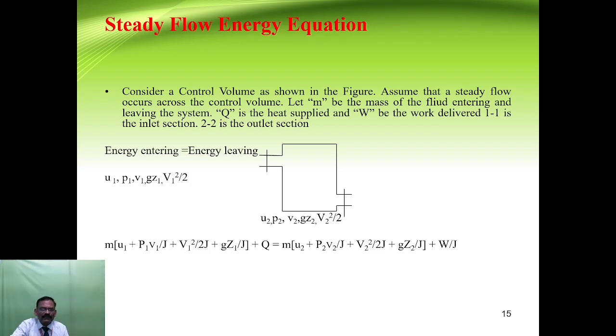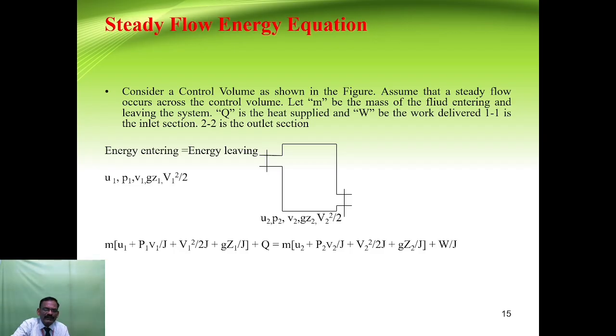Here in this picture, this is the control volume, and let us consider this the steady flow device. Let us consider the mass m entering and also leaving. Q is the heat supplied and tau is the work delivered, or work we get. The inlet is represented by 1, the exit by 2. Here the energy entering is equal to energy leaving. In steady flow cases, energy entering is equal to energy leaving. That means the total energy must be constant at different places.